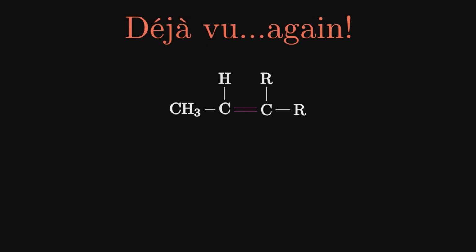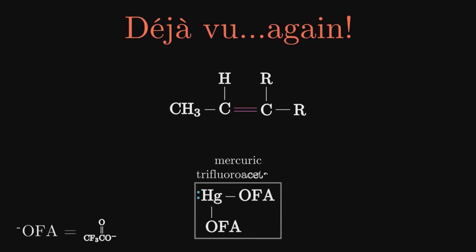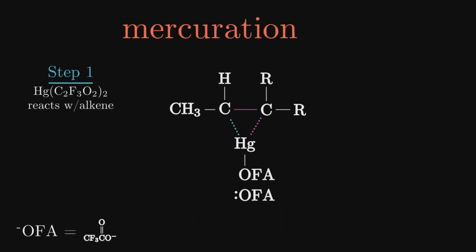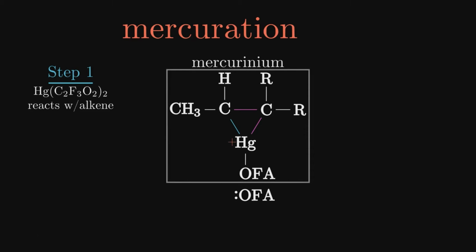The acid-catalyzed additions of water and alcohol were virtually identical, and the same is true now. The mercury acetate is replaced with mercuric trifluoroacetate to increase efficiency, but the mechanism is otherwise the same. I will show the detailed animation, but keep in mind you can apply the ideas to adding water too. Mercuration starts with the mercury interacting with the alkene itself. This forms the positive mercurinium ion, as well as a negative trifluoroacetate ion.